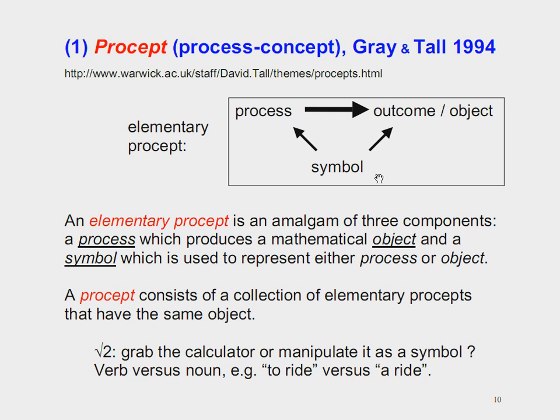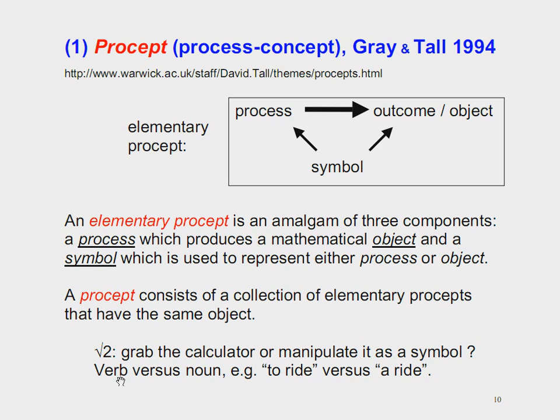This is the elementary procept, an amalgam of three components: the process that produces an object, the object itself, and a symbol that is used to represent either process or object. And then Gray and Hall define the procept in general. That's a collection of these elementary procepts that have the same kind of object.